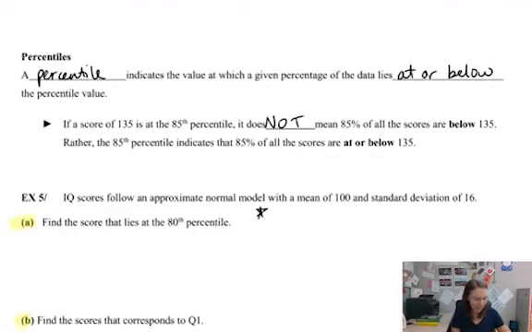All right, last page. We're going to go over percentiles really quick. A percentile is the percentage of the data that lies at or below the percentile value. So it's similar to z-scores, but it's kind of like going backwards. Note, if I have a score of 135 at the 85th percentile, it doesn't mean that 85% of the data is below 135. It means 85% of the data is at or below 135. So there could have been a whole bunch of people that also had a score of 135 in that 85%. So be careful about that a little bit.